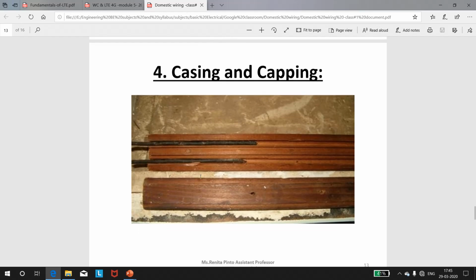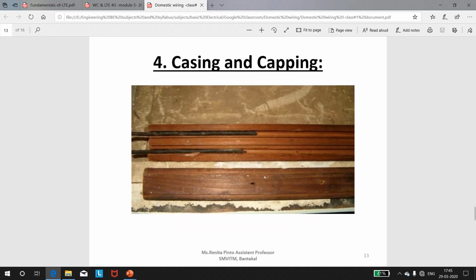The next type of wiring is the casing and capping. It consists of insulated conductors laid inside rectangular teak wood or PVC boxes having grooves inside. Here you can see a wooden box. A rectangular strip of wood called capping, having the same width as that of the casing, is fixed over it. So it has a base, and again it has a cap. Both the casing and capping are screwed together every 15 centimeters. Casing is attached to the wall. The system is suitable for indoor and domestic installations.